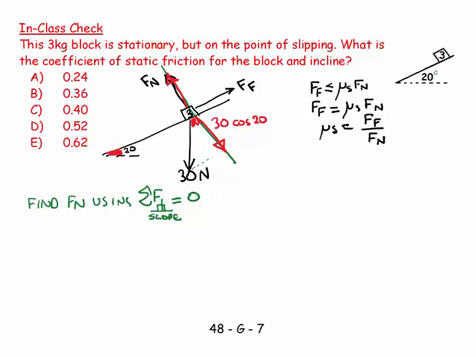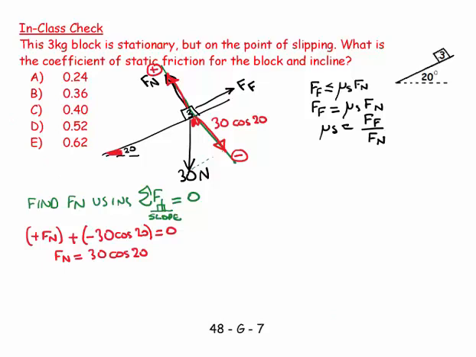So we say, let's call this a positive end, let's call this a negative end, plus Fn added to minus 30 cos 20 is equal to 0. So Fn is equal to 30 cosine 20 newtons. I'm going to leave it like that because I want to show you something in a few minutes.